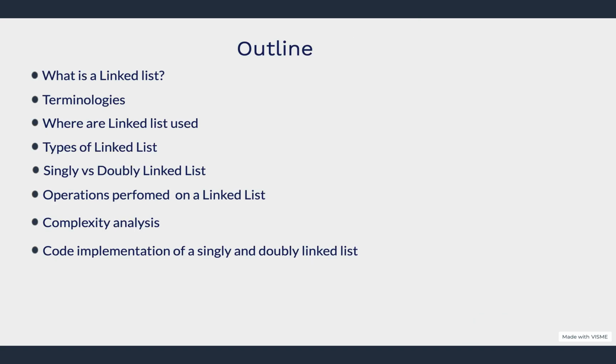So the outline for this video is this. We're going to look at what a linked list is, the definition. Then we're going to look at the terminologies used when it comes to the linked list. Then we're going to look at where the linked list data structure is used. Then we look at the types of linked list. We're going to compare and contrast the singly and the doubly linked list, which are two types of linked list.